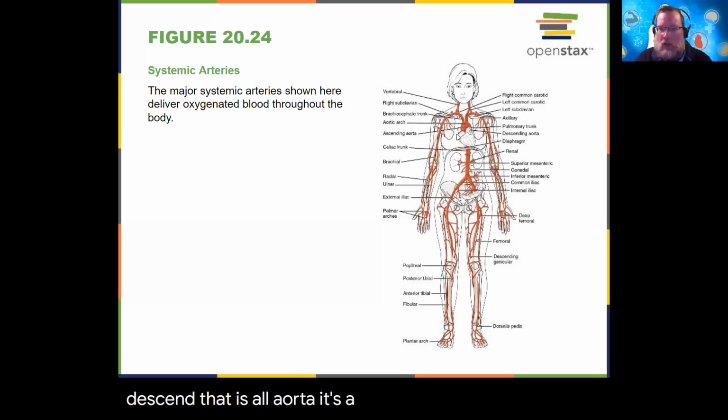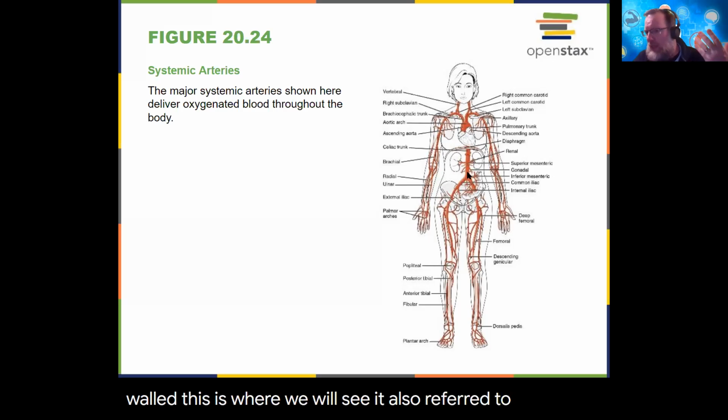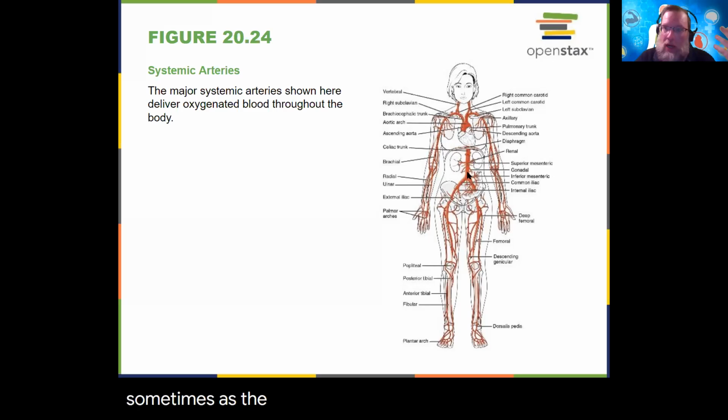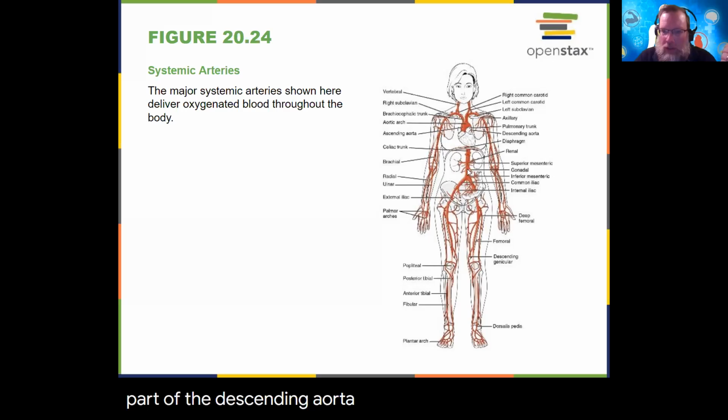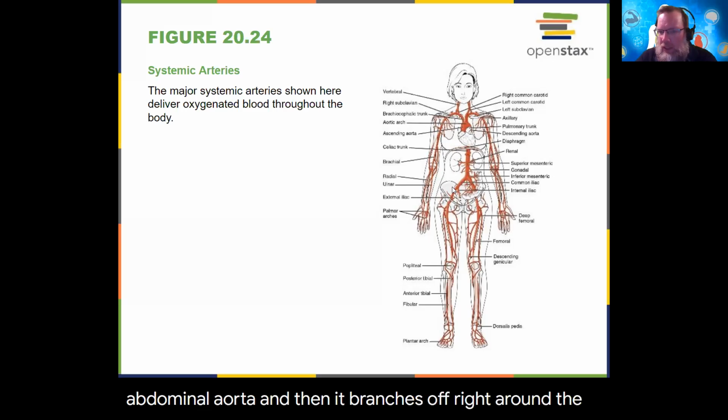Okay, so it's a really long artery, very thick walled. This is where we will see it also referred to sometimes as the abdominal aorta. But ultimately it's part of the descending aorta and then becoming the abdominal aorta. Okay, and then it branches off right around the umbilicus area.